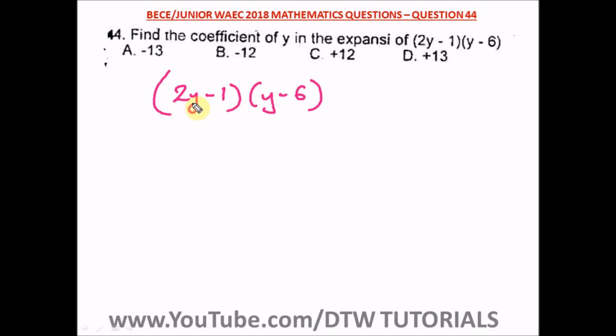All right, so from here in opening brackets, I hope you remember. So we have 2y times y will give us 2y squared. 2y times minus 6 will give us minus 12y. All right, then we're done with 2y now, so let's go to minus 1. Minus 1 times y will give us minus y, and minus 1 times minus 6 will give us plus 6. Okay, so from here we have 2y squared minus 12y minus y will give us a minus 13y plus 6.